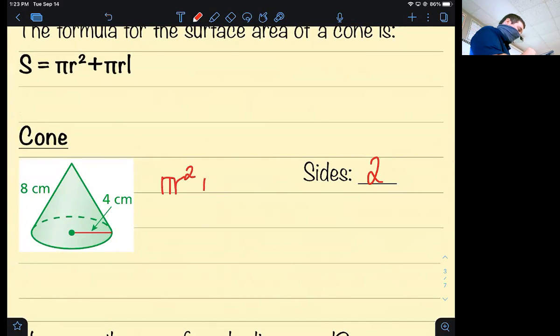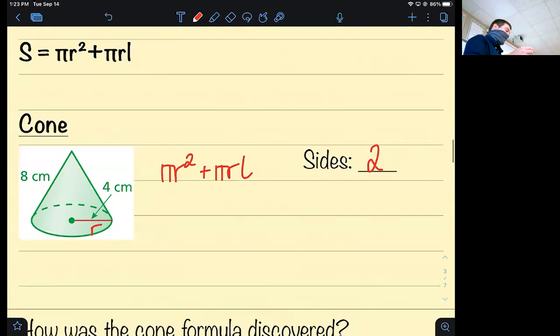Okay. Pi r squared plus pi r L. Pi r squared, of course, r is the radius of our circle. And so pi r squared is pretty easy. That's the base of your bottom circle there. It doesn't have to be on the bottom. You can flip the cone upside down, make it look like an ice cream cone. It's still going to have the same formula. It's the circle part. So pi times our radius squared plus pi times our radius, not squared, but times the slant height, which is 8.